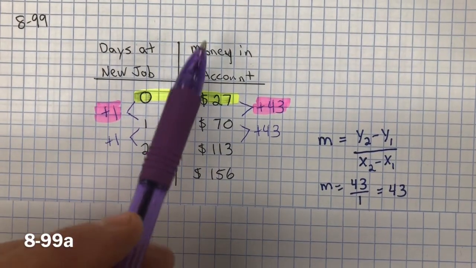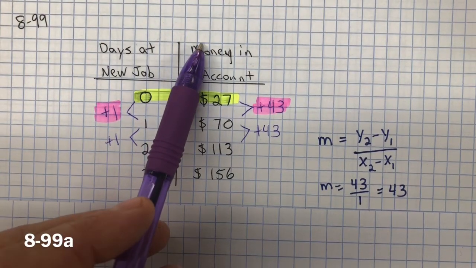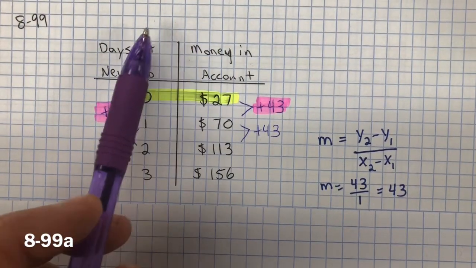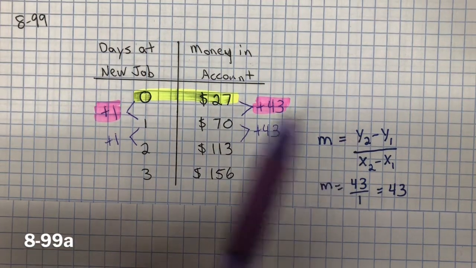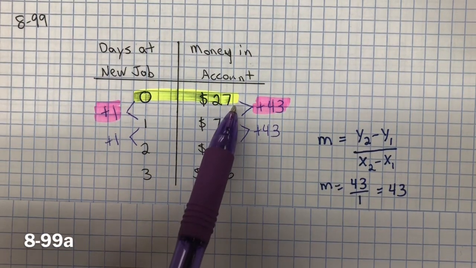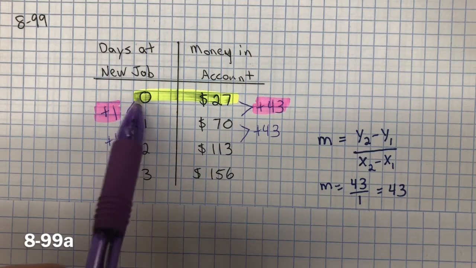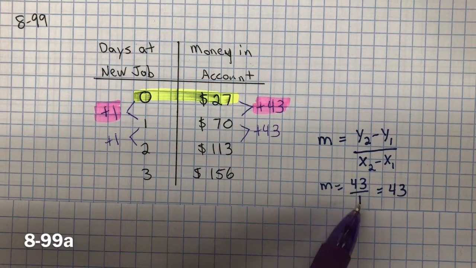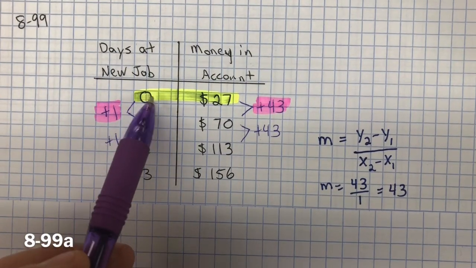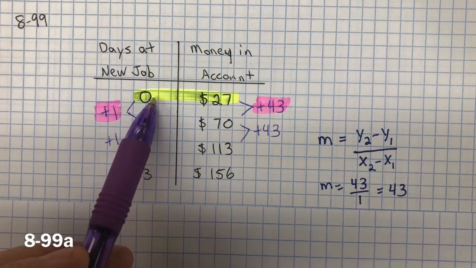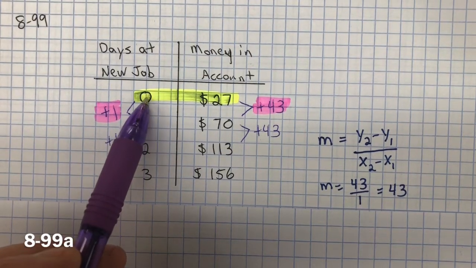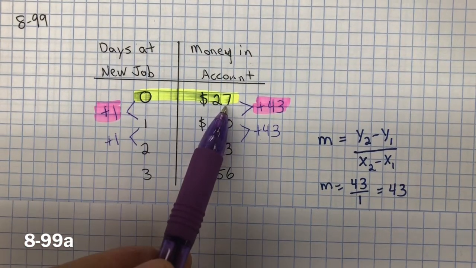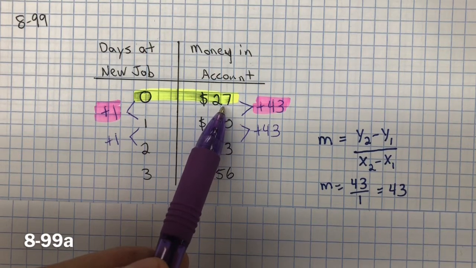So that rate of change gives us the slope. You have the dependent over the independent, the y over the x, or the difference of the y's. So 70 minus 23 is 43. 1 minus 0 is 1, which gives us a rate of change of 43 over 1, or $43 for every day he's at his job. The 0 represents the y-intercept, or the initial value. When he first started his job, he had $27 in his account.